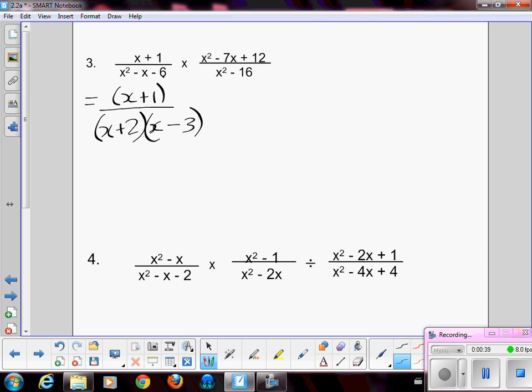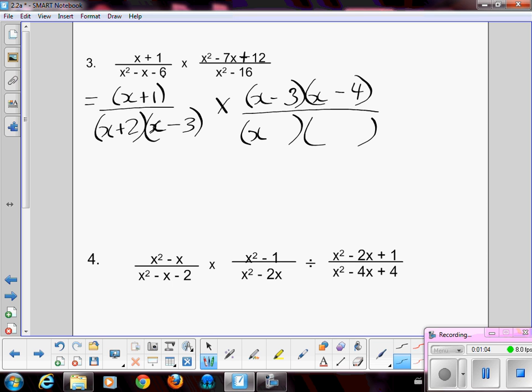And over to the second rational expression, two numbers that multiply to give me 12, add to give me 7, both brackets are negative. So we're looking at 3 and 4. And the denominator, this one, two terms separated by subtraction. Both are perfect squares, so therefore it's a difference of squares.